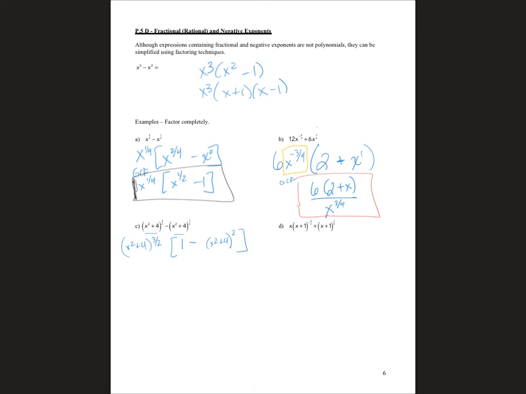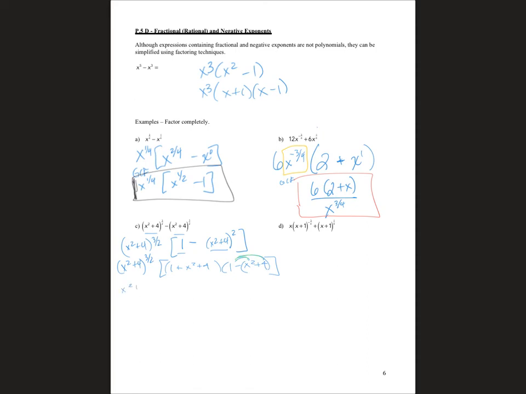I need to FOIL. Oh, I can see that this is the difference of two squares. Why? Let's go ahead and just leave this alone. Notice that the inside is the difference of two squares. So I have 1 plus (x squared plus 4), and I have 1 minus (x squared plus 4). So I have to distribute here. So let's go ahead and distribute.